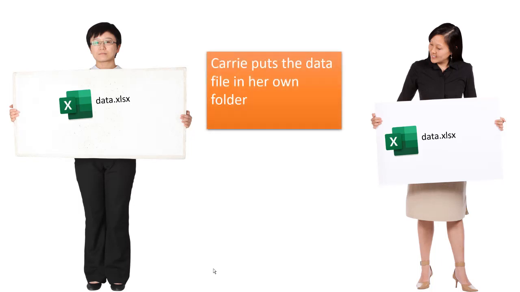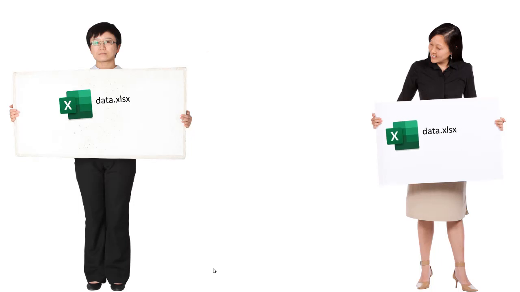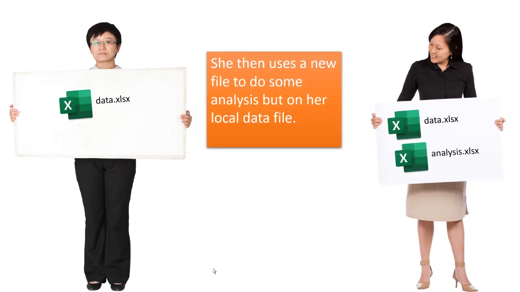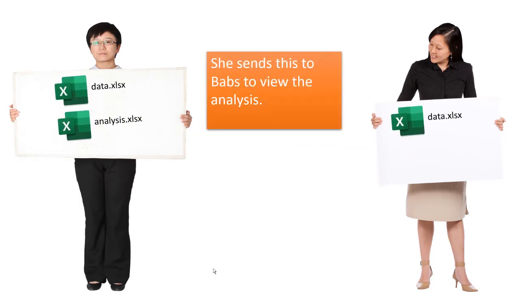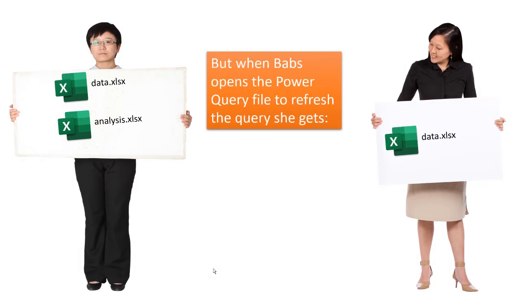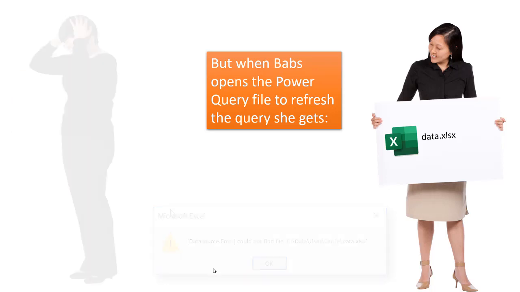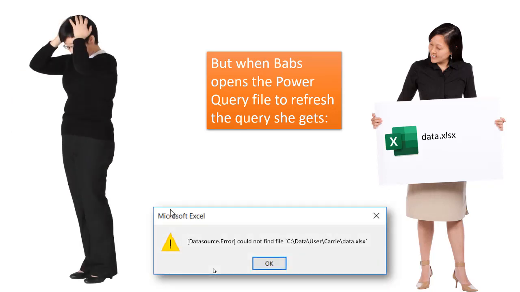So what Carrie's going to do is put that data file in her own folder. She's going to create another file called analysis. That's where it's pulling in that data file, and that's where she's doing the analysis, and she's going to send that over to Babs. Once Babs refreshes that Power Query file, that data analysis file, she's going to get this data source error. Let's see how we can fix that.